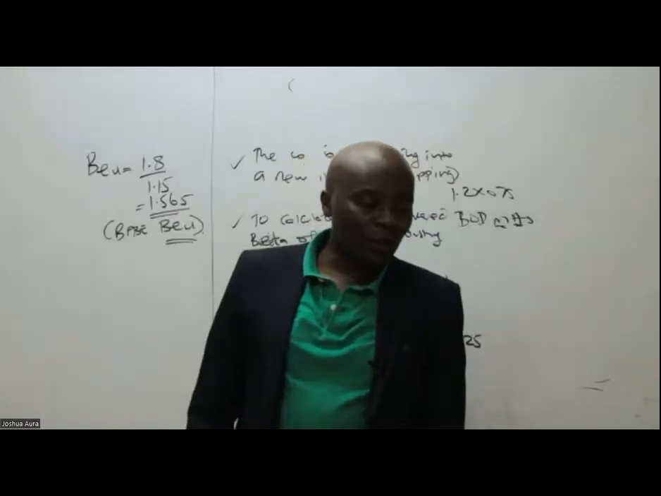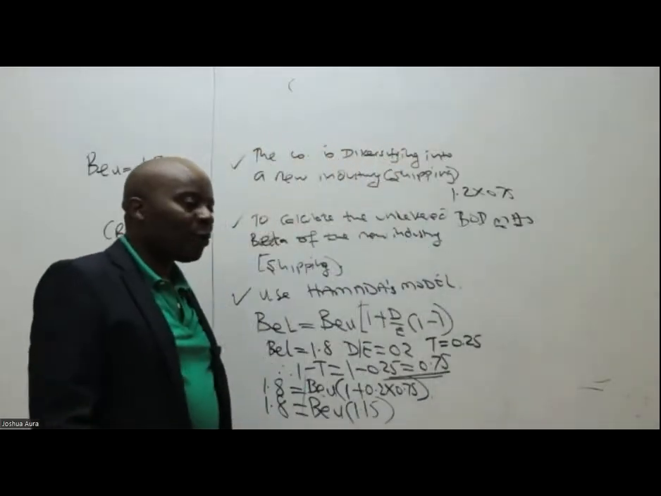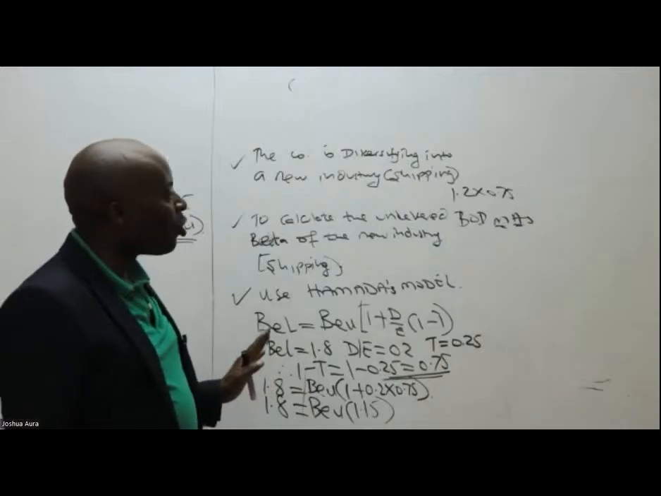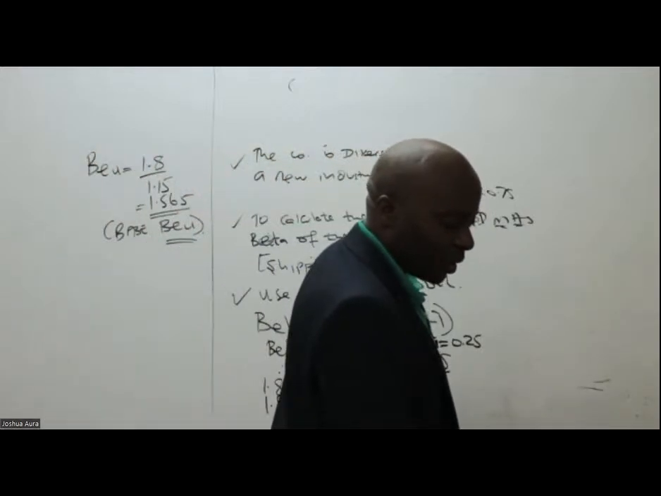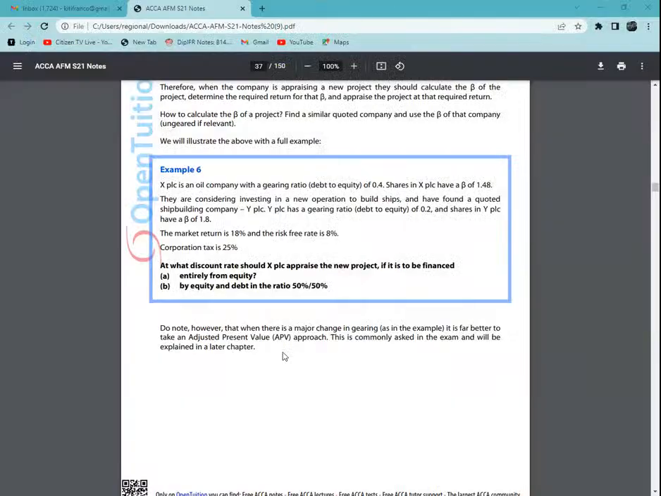Great. Thank you so much. So at least up to there, we are okay. But now go and read the question. They wanted us to give them the discounting rate, which in most cases is WACC. At what discounting rate should XPLC appraise a new project if it's to be financed entirely from equity?